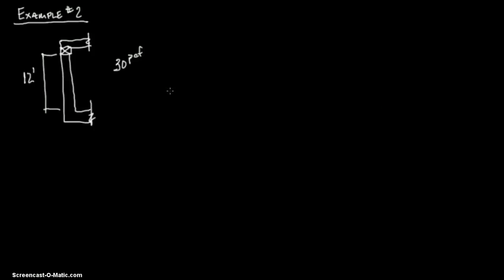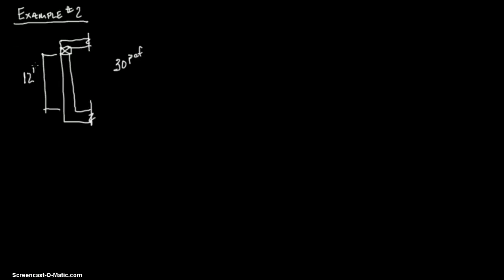Welcome to lesson 6, example number 2. It is letting us know that we have a basement wall which is 12 foot high, and we want to assume a 30-pound equivalent fluid pressure, that's 30 PCF, equivalent fluid pressure. What is the magnitude of the earth pressure at the base, the total earth pressure, and the maximum bending in the wall? And that's exactly what we found last time.